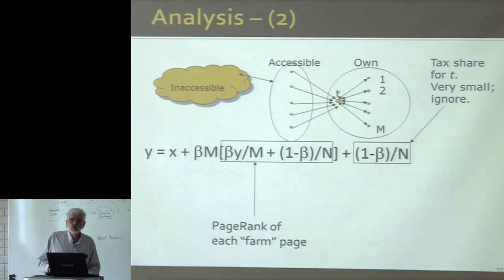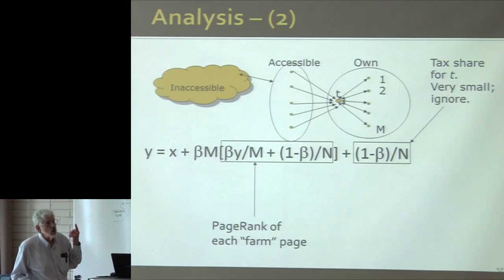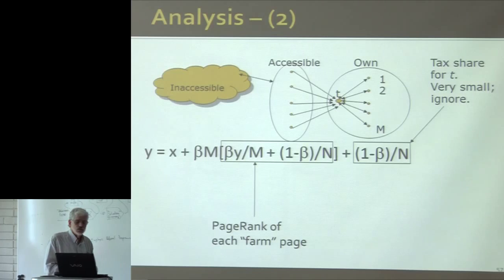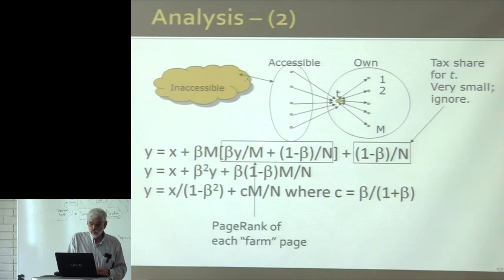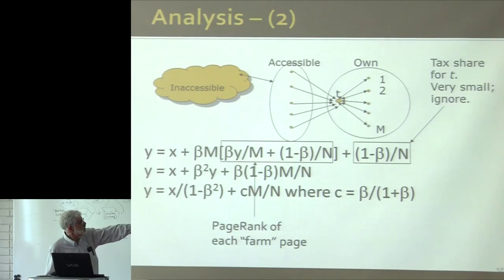And then the last thing is just T's tax share. T is just one page. We're going to neglect that because it's tiny. Okay, but I think you can see now we have y in terms of a formula that involves x and y. So if you slog it around a little bit, well, I guess this is just expanding out the parentheses. Again, you trust me. What you get is y is x divided by 1 minus beta squared plus a constant c, which is about a half, since beta is close to 1, times m over n.